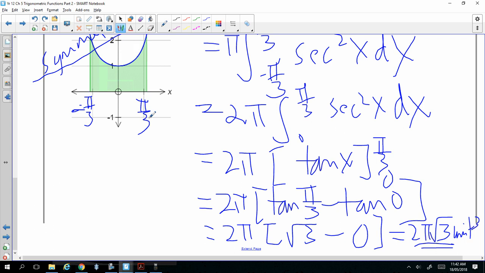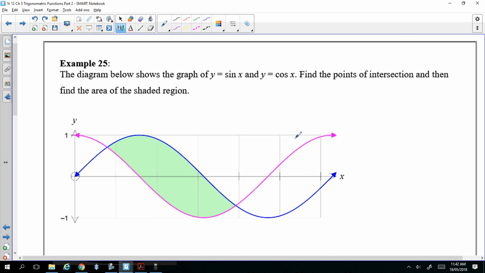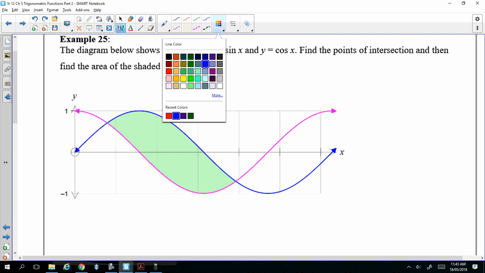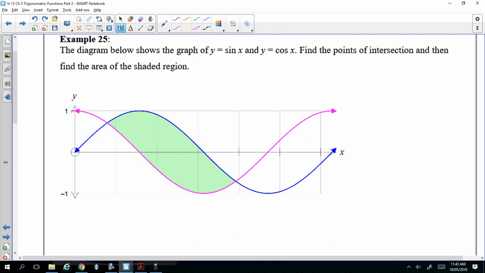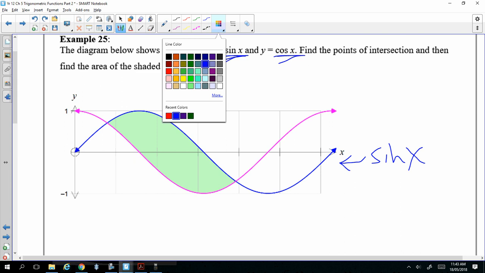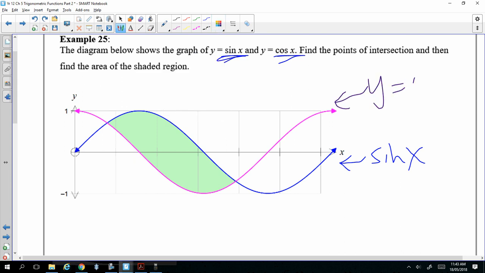Area between two curves. So you need to find out where the two graphs intersect. There's a graph of sine x and cos x. Cos x is this, no, that's cos x, that's sine x, right? The cos x will be in purple. This is y equal to sine x, in blue. Okay, good.